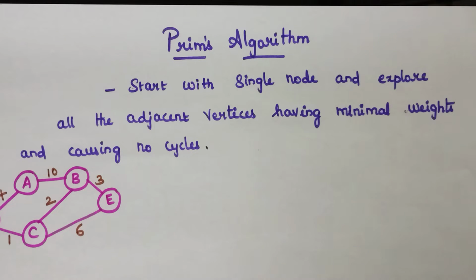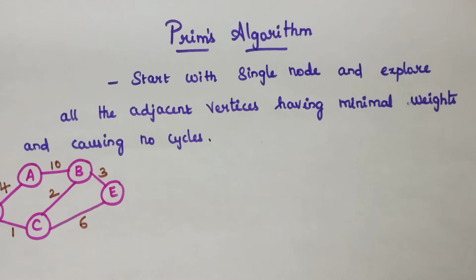In the previous video, we discussed Kruskal's algorithm, that is, how to find a minimum spanning tree by using Kruskal's algorithm. And today we'll discuss finding the minimum spanning tree by applying Prim's algorithm. So how do we apply Prim's algorithm to find the minimum spanning tree?